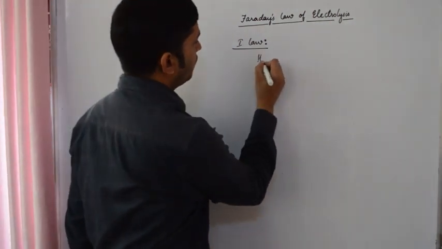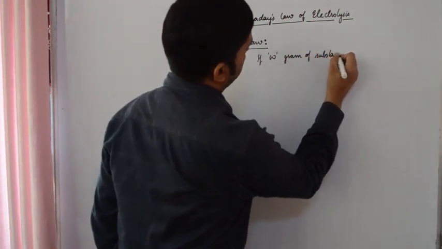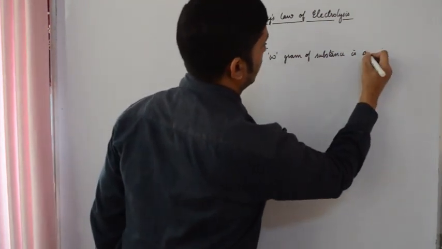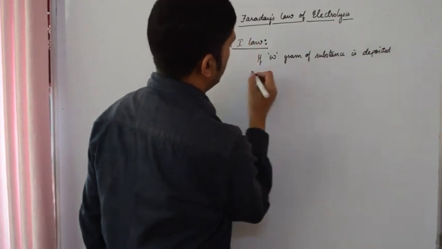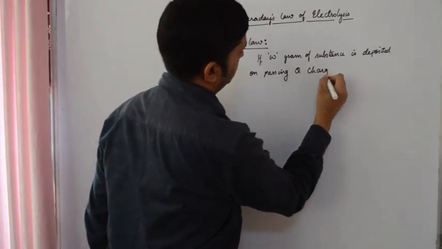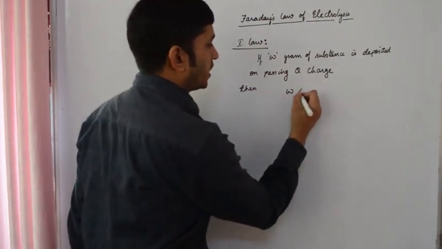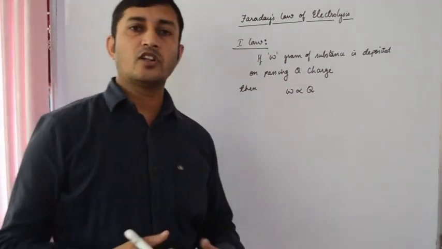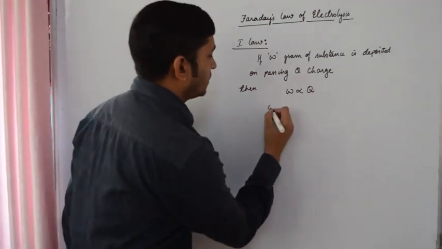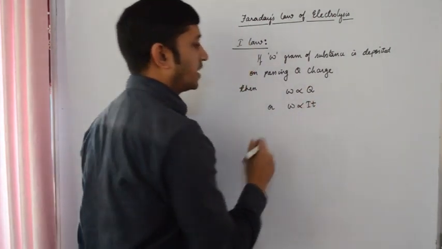Suppose W gram of substance is released or deposited on passing Q charge, then we can say that the mass deposited is directly proportional to charge. But we also know that charge can be calculated by taking the product of current and time. So we can write here that the amount of substance deposited is proportional to I T, meaning current into time.